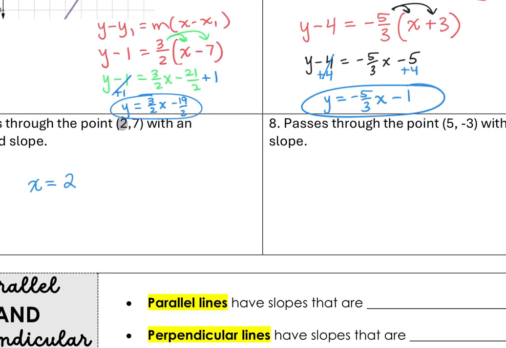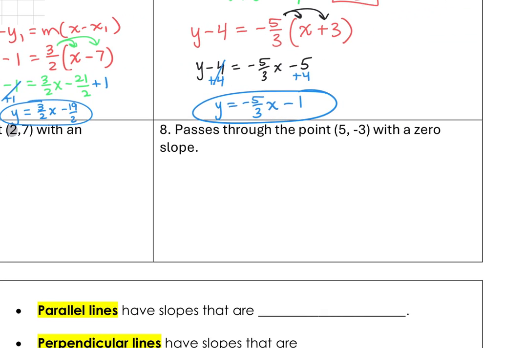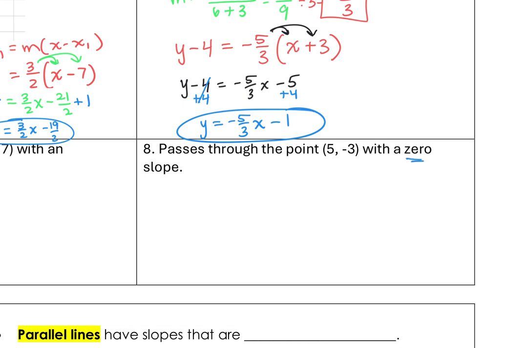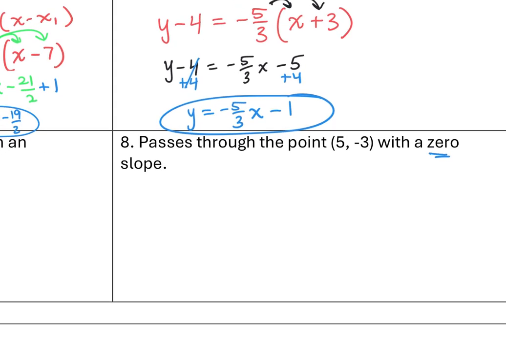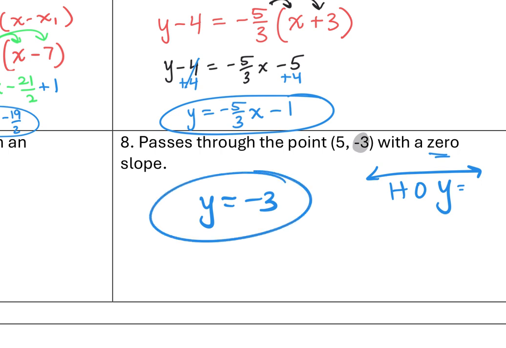And then number 8 is similar. It passes through the point 5, negative 3. This time it's got a 0 slope. So what kind of lines have a 0 slope? Horizontal lines. That's our HOY. A horizontal line has a slope of 0, and the equation will always be y equals. So the equation that goes through this point is going to be y equals, where will it go through the y-axis? At negative 3. If this y value is negative 3, that has to be the y value of our line. So our equation is just y equals that y coordinate.